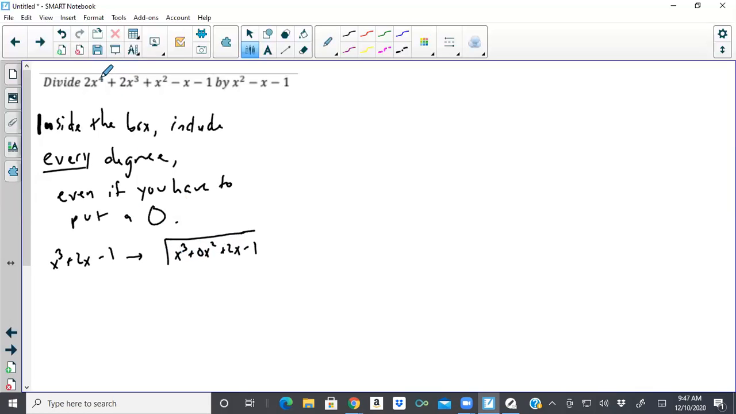So I'm going to make sure that I have x to the 4th, x to the 3rd, x squared, x, and then my constant value, which I have all of those. So I'm going to put those in. All right, so 2x to the 4th plus 2x to the 3rd plus x squared minus x minus 1. All right, and I'm going to divide that by x squared minus x minus 1.